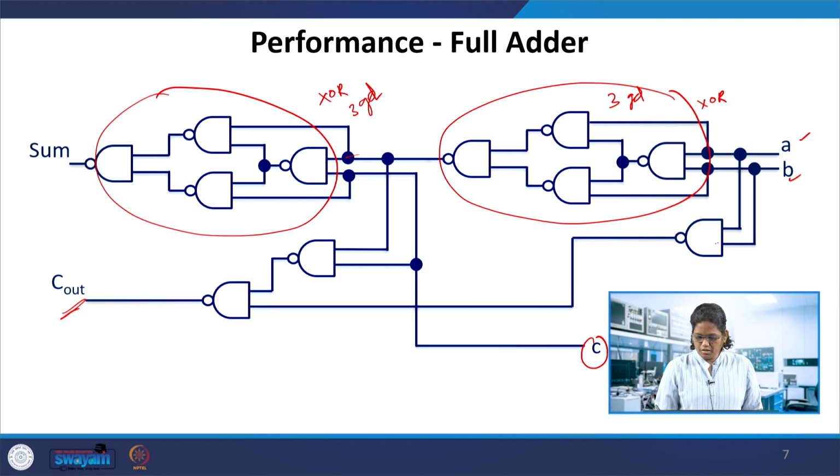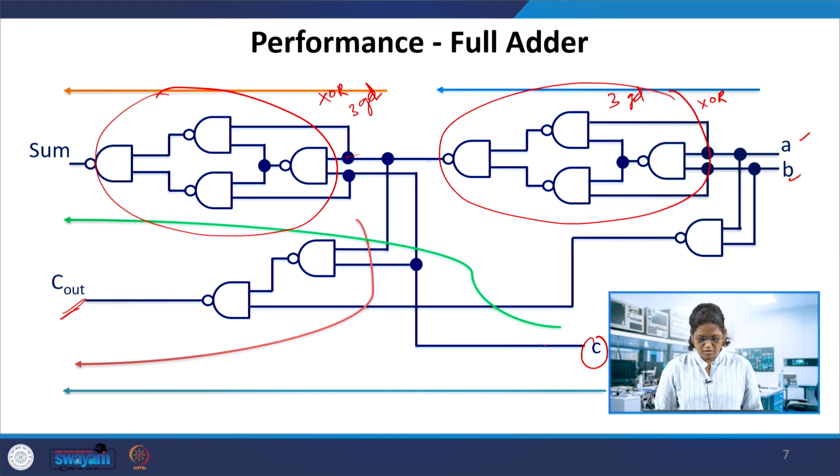And from AB to the C out, you have this 1 and this 2, and in parallel there is 1 more gate delay. So C to C out is 2 gate delays, if this is available, because this has 3 gate delays and must have been calculated early. So once C is available, it takes another 2 gate delays to compute C out. From C to sum you have 3 gate delays, and then here to here is only 2 gate delays.